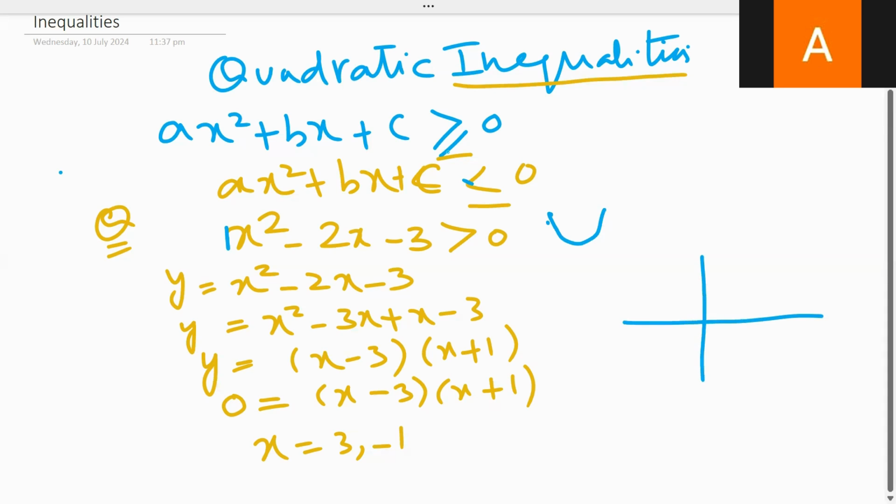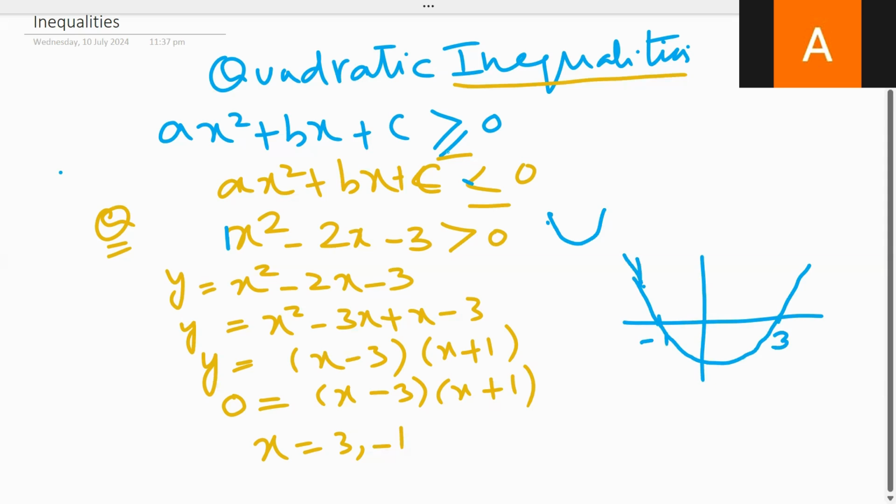For example, this is -1 and this is 3. So the shape of the curve will be like this. You just draw a sketch of this curve.